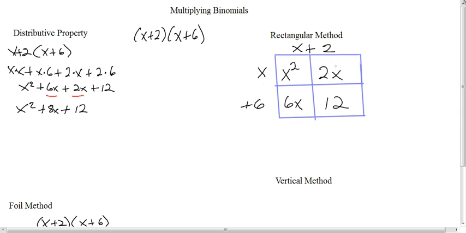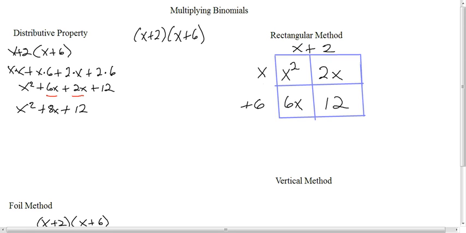Here's where we get confused using the rectangle or the box method, is we just think that's going to be x, and when you multiply a variable times a variable, the exponent rule says you add the exponents. So x to the first times x to the first is x to the 1 plus 1, which is going to give us x squared. Don't get nervous, guys. Just remember and follow the rules.